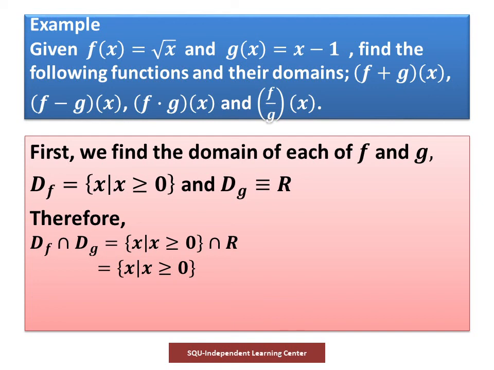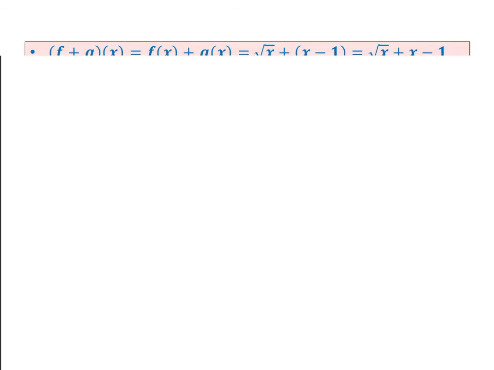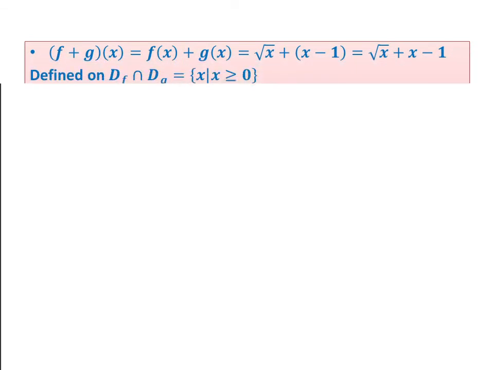Now we find the sum. F plus g of x is equal to f of x plus g of x, which is equal to square root of x plus x minus 1. This is defined on the intersection of domain of f and domain of g, which is equal to the set of all real numbers x such that x is greater than or equal to 0.